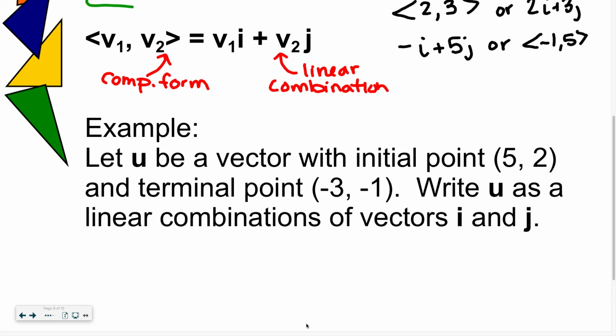Since you're given an initial and a terminal point, what might you like to find first? The vector's component form, right? Its horizontal and vertical components. So you might have to find the horizontal and vertical components of the vector first. You don't want to use the ordered pairs. Those are points. Find the component form. Just check your calculation. Look back at that example. You don't have the work written down, so I'm not sure how you got those numbers.